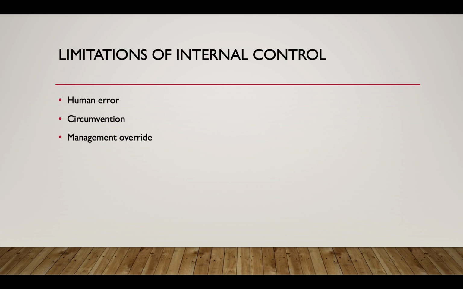And then there's management override. That's when management says, all right, you don't need to have this authorization. You don't need to have this signature. Just push it through. We don't have time to waste. And so that's a limitation of internal control.